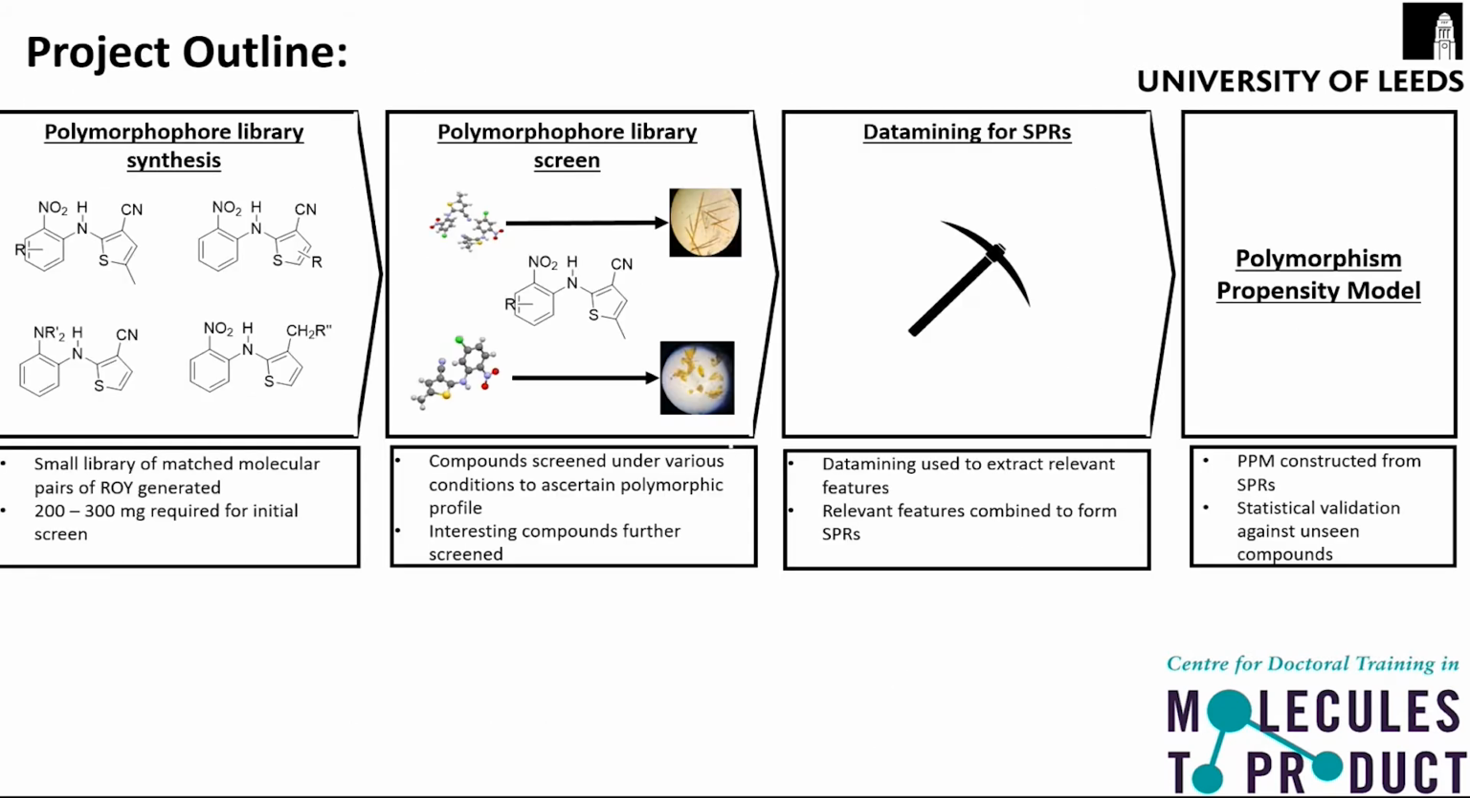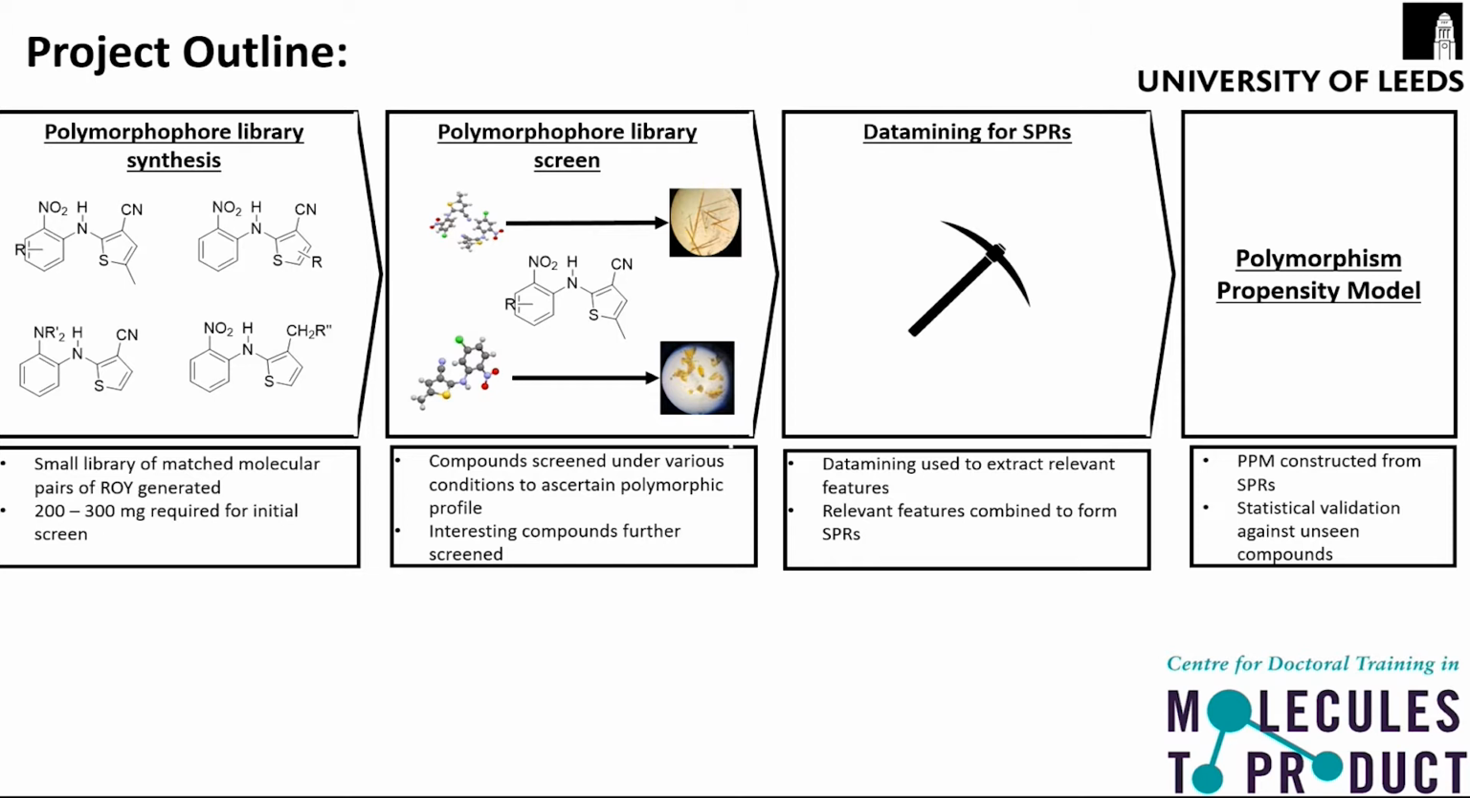So that brings me on to an overview of the project and what we're trying to do with the goals of the different stages of the project. The first thing we want to do is to generate a library of analogs of a polymorphophore. For this project, we've decided to focus on the ROI polymorphophore, and we'll be focusing on small, 1 to 2 heavy atom structural changes to the scaffold.